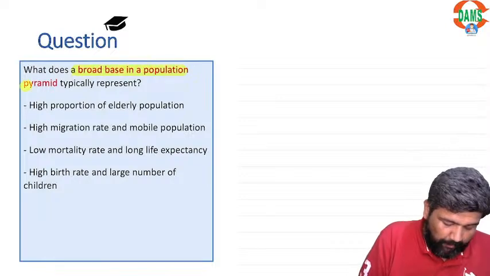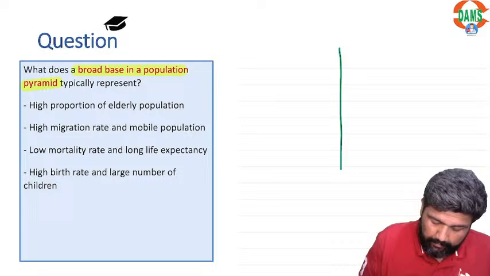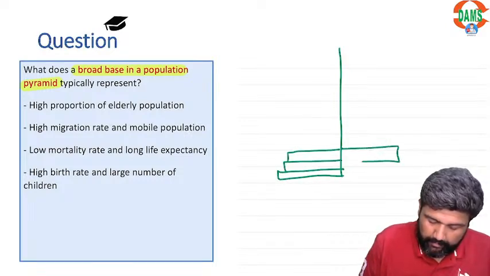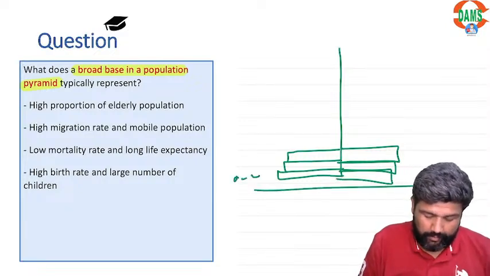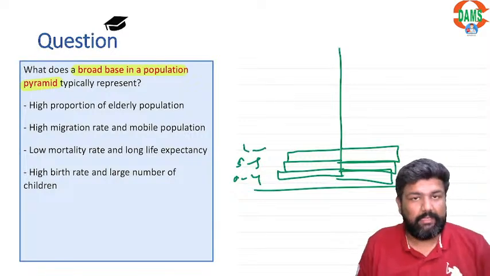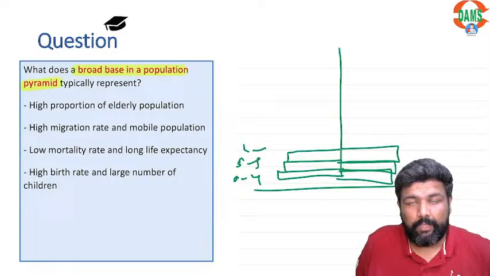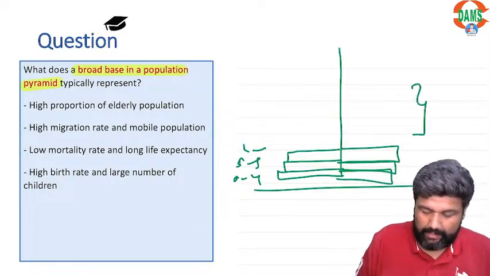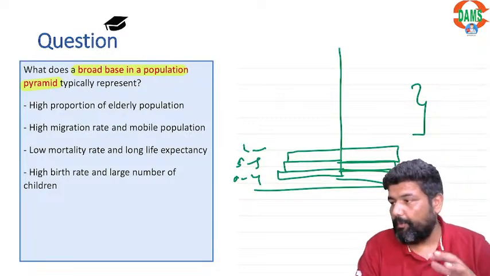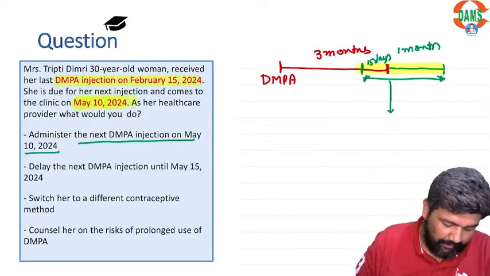Broad base in population pyramid. Guys, this is a population pyramid. Something like this, right? So here we have age groups like 0 to 4 years, then 5 to 9 years, 10 years, something like that. Broad base means more birth rate. What about broad belly? Guys, what about broad belly?